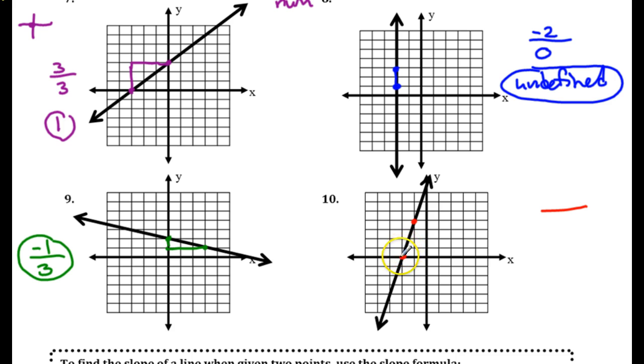So now our rise, to get from here to here, I've got to rise up 1, 2, 3, 4. Up is positive. Then I'm going to run 1 right. And then 4, you can leave it as 4 over 1. 4 divided by 1 is 4. So it's a slope of +4 here. Okay?